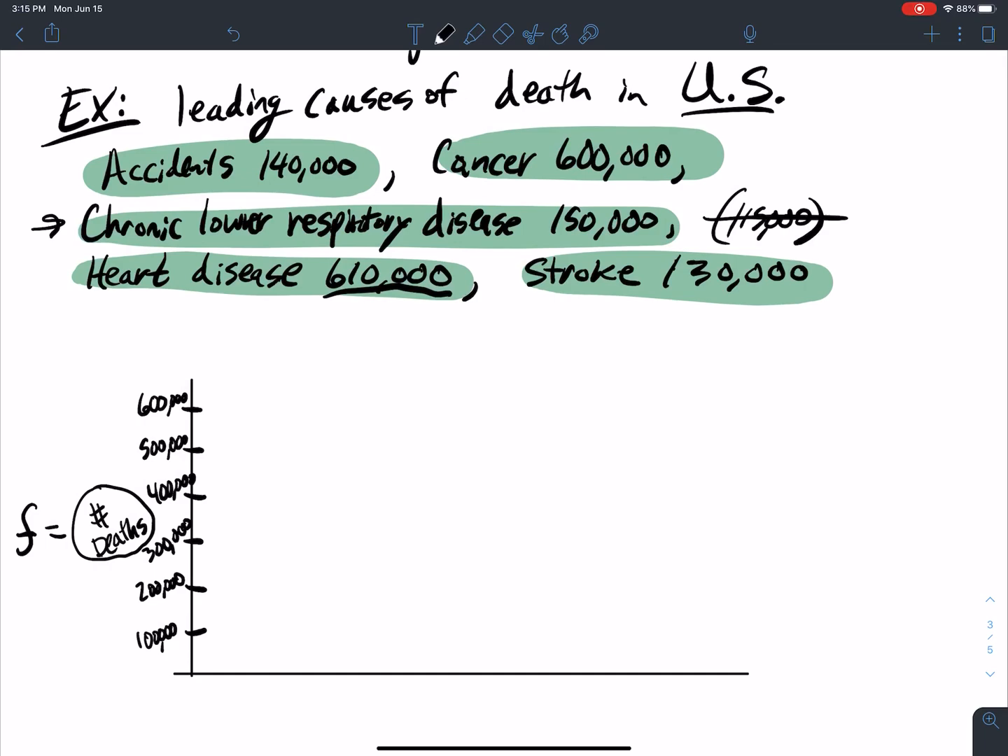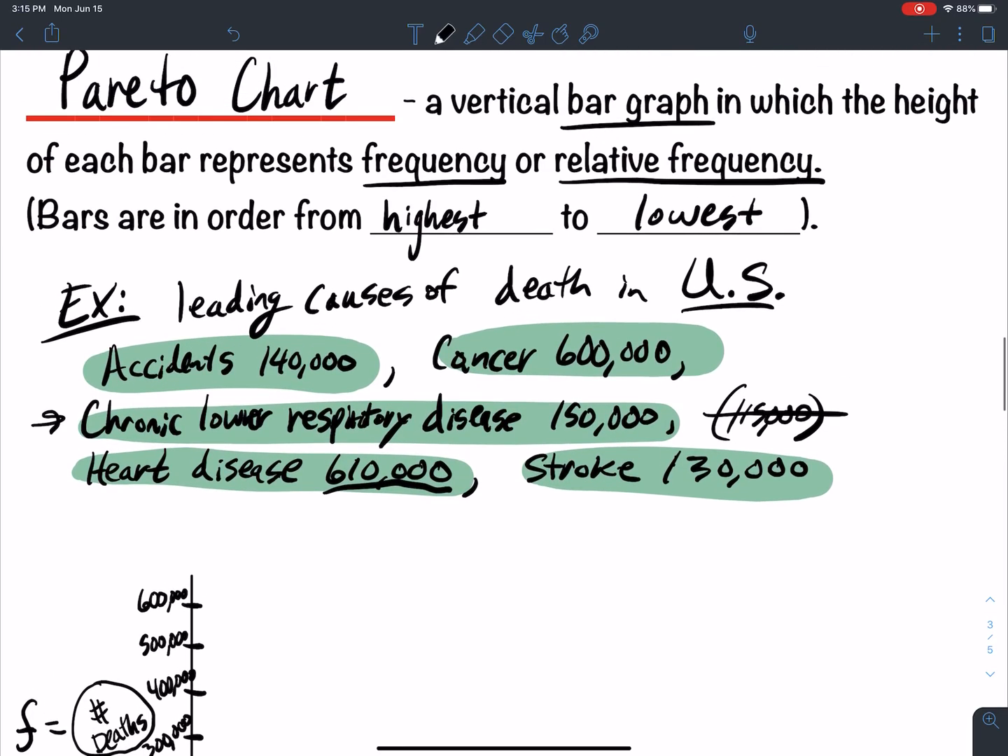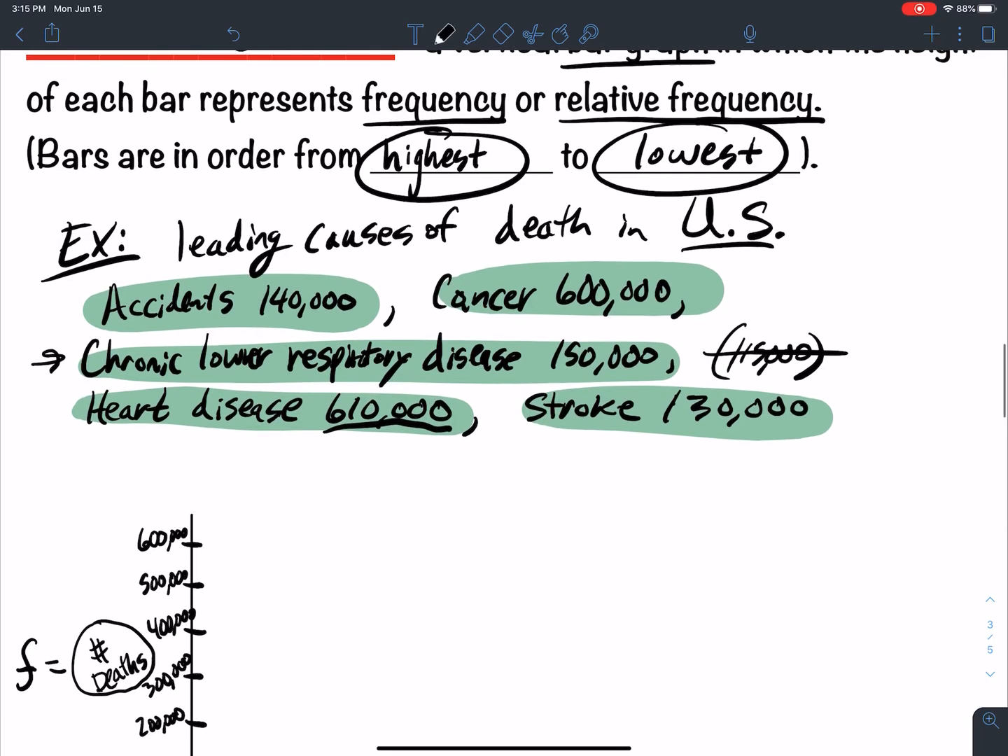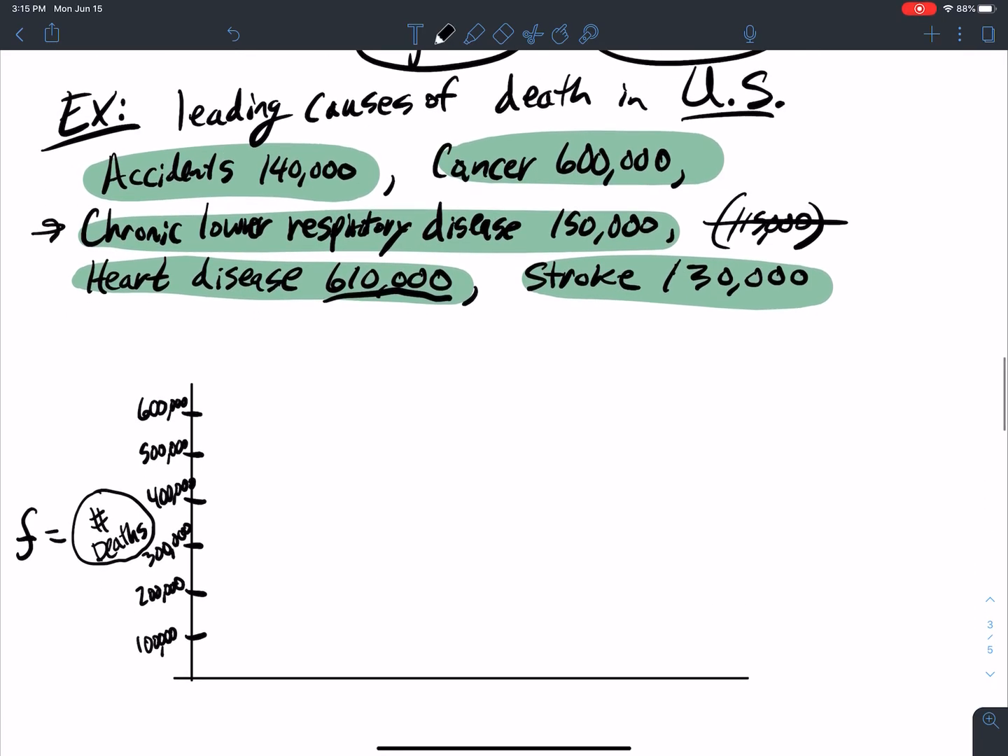And then I order it from the highest to the lowest, so the biggest frequency to the lowest frequency. So what is the biggest? It's heart disease. So my first category is heart disease, and it's going to be 610,000. I'm going to do a bar that goes a little bit higher than the 600,000 mark. I'm going to put 610,000 here just so there's no question.